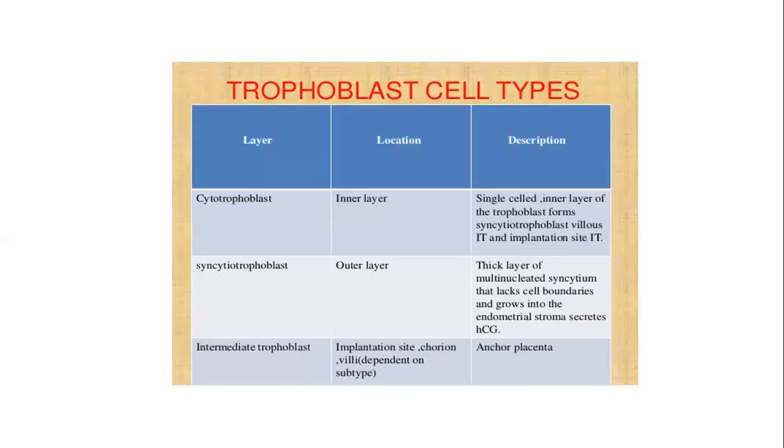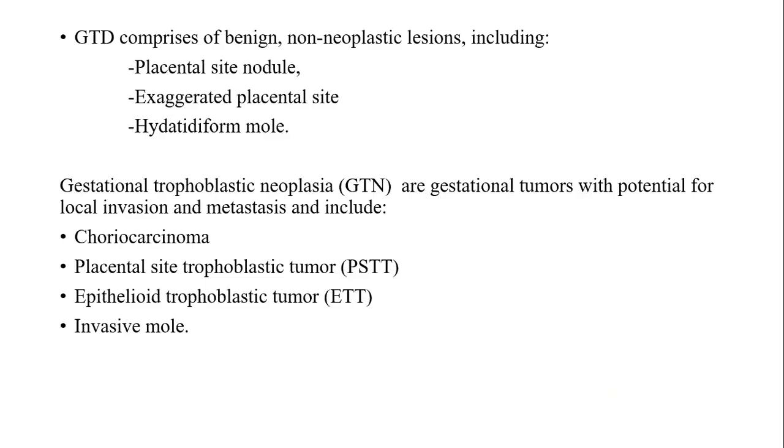So this is a table showing the different types of trophoblastic cells. So we have the cytotrophoblast, which forms the inner layer. Then we have syncytiotrophoblast, which forms the outer layer, and the intermediate trophoblast, which is located at the implantation site and functions to anchor the placenta during implantation.